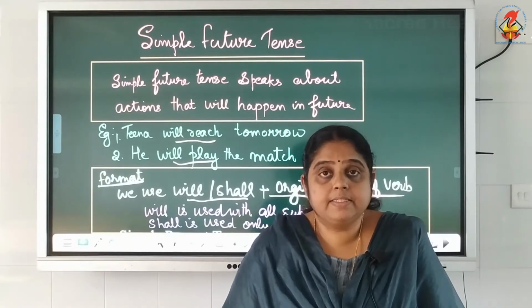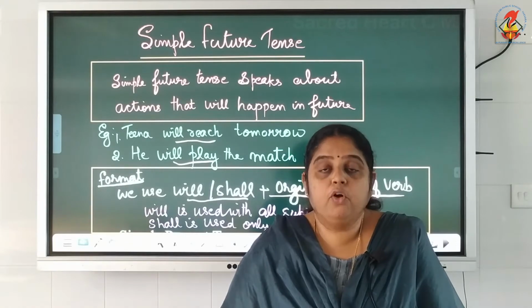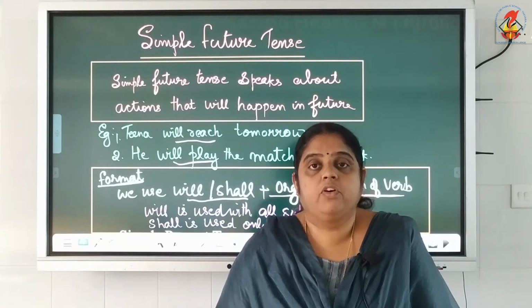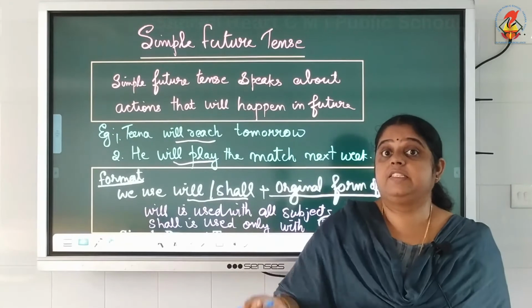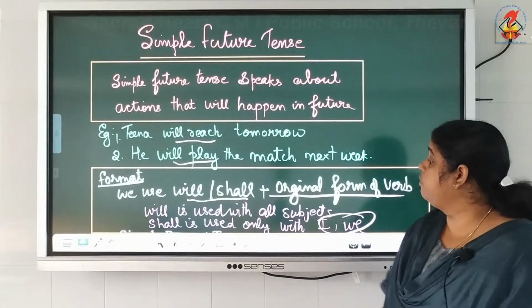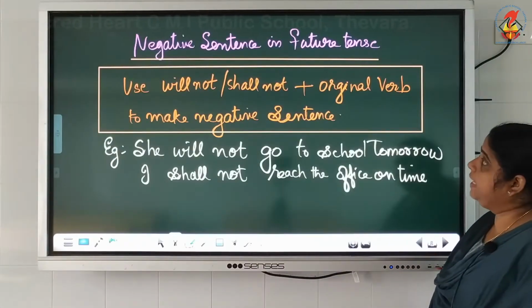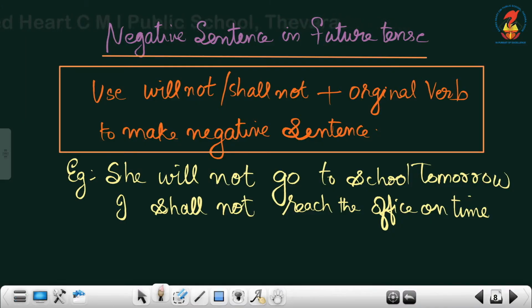Then in exercise C, make the following sentences negative. So how can you make a negative sentence in simple future tense? How will you make a negative sentence? For making a negative sentence, no or not should be there. So use will not or shall not plus the original form of the verb to make a negative sentence.